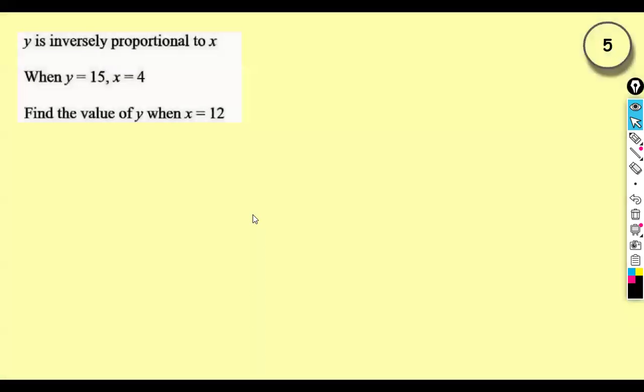Try this one now. This is an inversely proportional one. It looks pretty normal to me. Doesn't seem to have any tricks. Good luck.